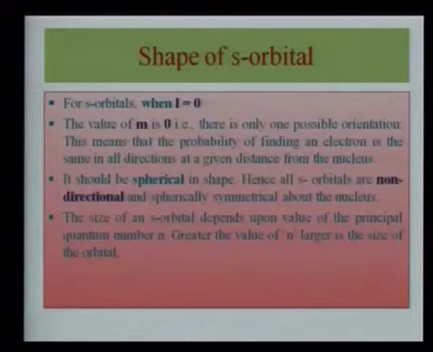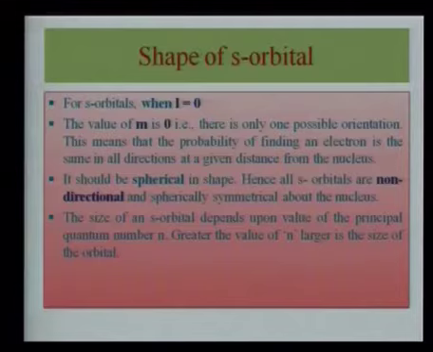Shape of s orbital: as you are aware, the value of l is 0, m will be 0, so the shape will be spherical because it has the same orientation in all directions. So all s orbitals are non-directional and spherically symmetrical about the nucleus. The size of an s orbital depends upon the value of the principal quantum number n. Greater the value of n, larger is the size of the orbital.